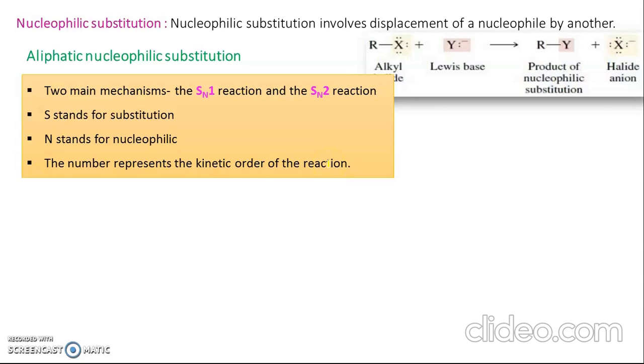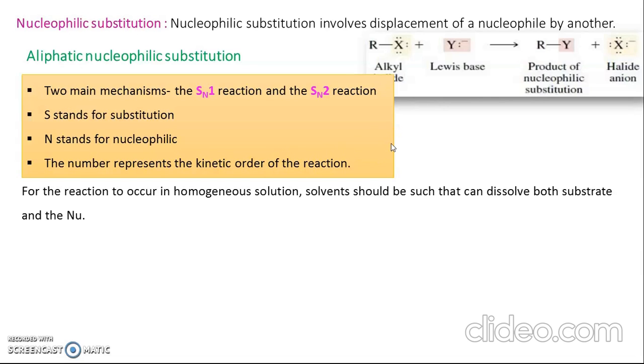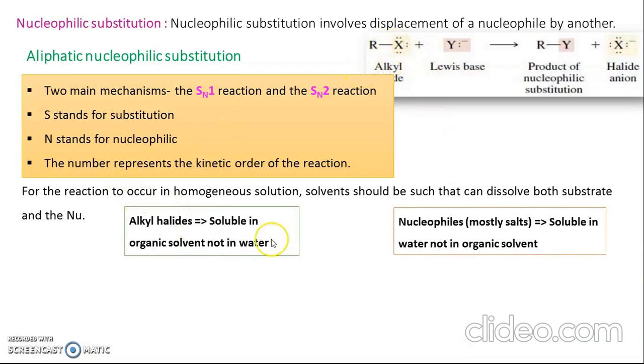So kinetic order of the reaction means the exponent of the concentration term of the species which is involved in the rate expression. Now for the reaction to occur in homogeneous solution, the solvent should be such that it can dissolve both our substrate, in this case R-X, and Y. So both the substrates should be soluble. But the problem is R-X, which is the alkyl halide, is soluble in organic solvent. It is not soluble in water.